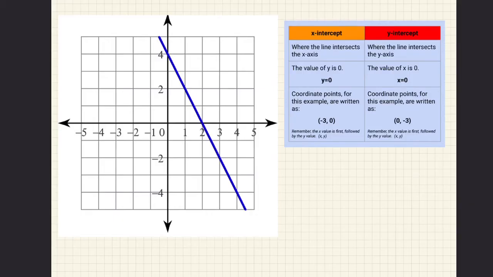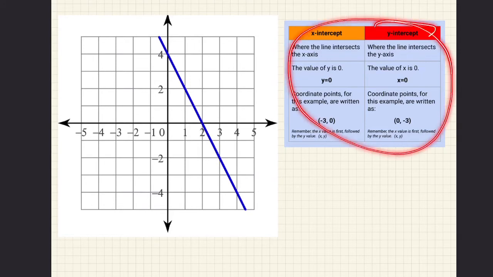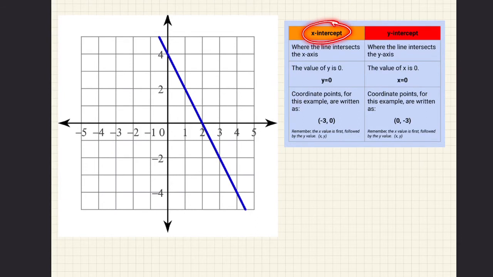Okay, so let's look for the x and y intercept in this graph. So remember our table. We know the x-intercept is where the line, and once again, this is the line, intersects the x-axis. Remember that the x-axis goes left and right, y-axis goes up and down. So this is where the line intersects the x-axis, and it happens right here. So let me put a point there.